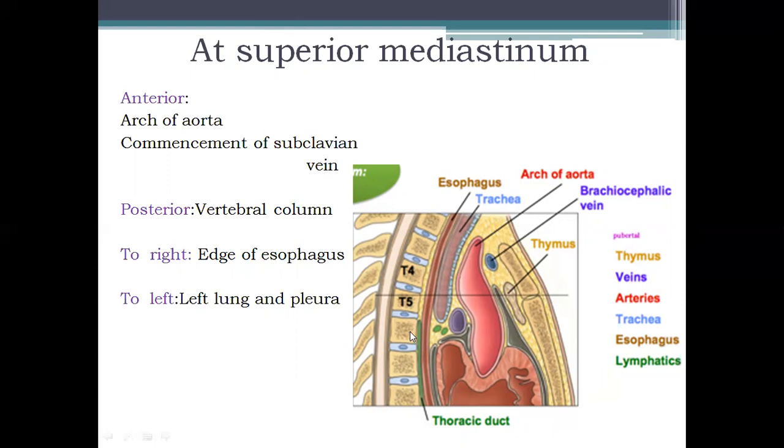So here we couldn't see the esophagus, left lung, or left pleura, but you can see the anterior and the posterior relations easily. Here, this is the anterior relation. This is the brachiocephalic vein actually. This brachiocephalic vein is formed by the subclavian vein and the common carotid. So this subclavian vein is its anterior relation, whereas the vertebral column is the posterior relation of the thoracic duct at the level of the superior mediastinum.